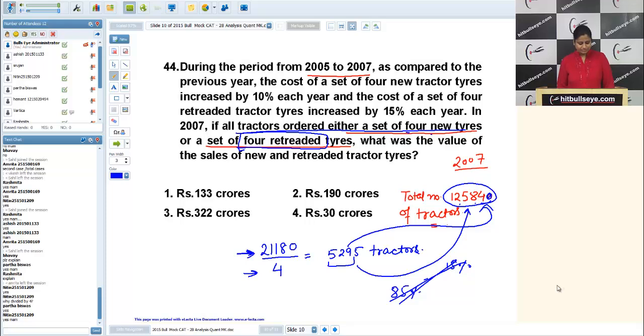So you will get the number of tractors which ordered a set of 4 new tires each. You will multiply that by 4. You will get the number of tires. Then you will multiply both these things with the corresponding cost. Then you will get the answer for this question. Is it okay, guys? Clear? Okay. Let us move further.